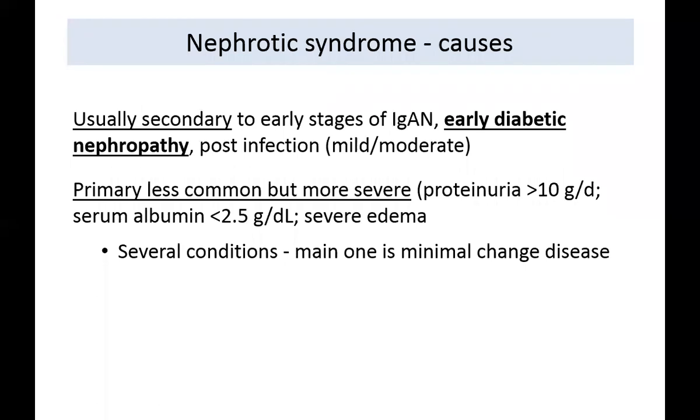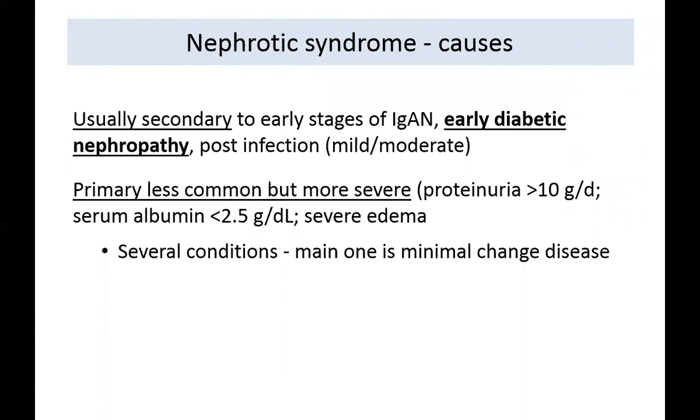What are the causes of this? It's usually secondary. I mean, it can morph into glomerulonephritis. So the early stages of IgA nephropathy, before the damage starts, before the inflammation starts. Early diabetic nephropathy, where you've got the hyperfiltration and you're starting to get some damage and filter the proteins, but you haven't got the inflammatory cascade yet. And then post-infections, you can get these immune complexes deposited. If it's severe, then you get the inflammation. If it's less severe, you may not.